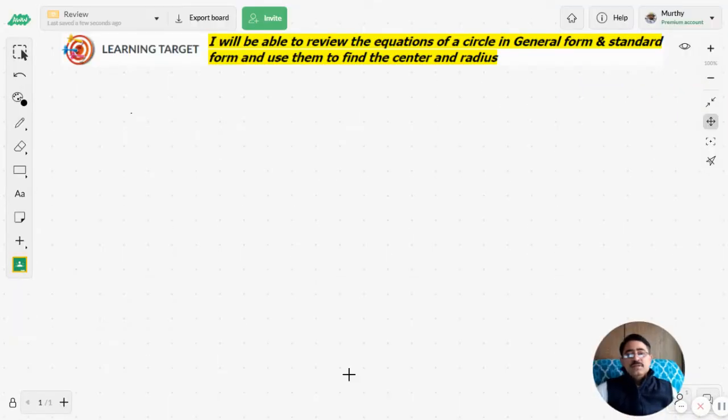In today's class, you will be able to review the equations of a circle in general form and standard form and use these to find the center and radius.